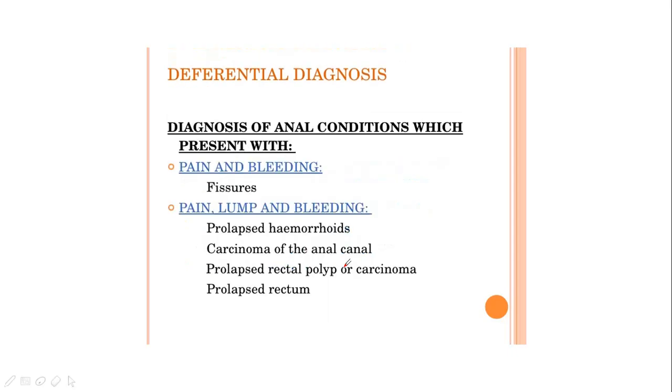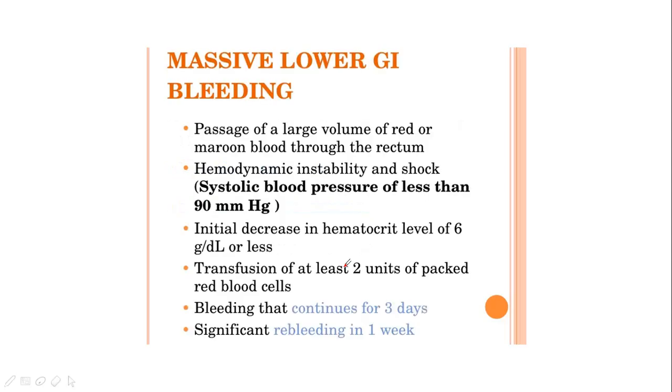So in differential diagnosis, first we discussed what is massive lower GI bleeding, what is moderate, and what would be the outcome. After discussing that, we talked about massive lower GI bleeding. What is massive bleeding?